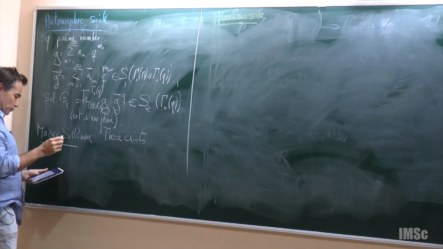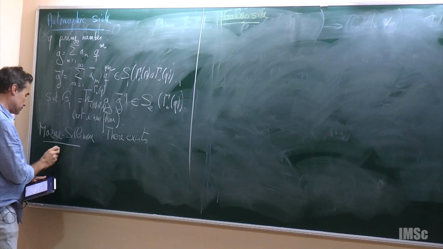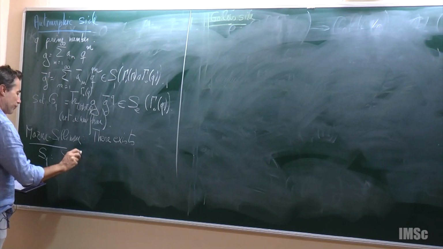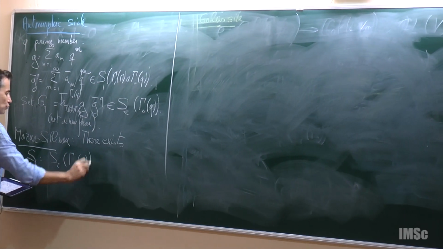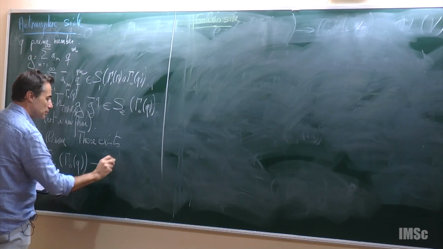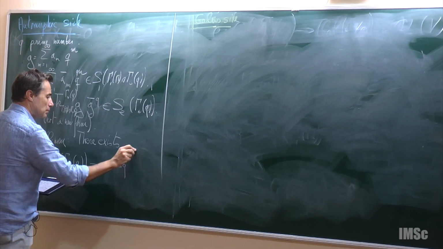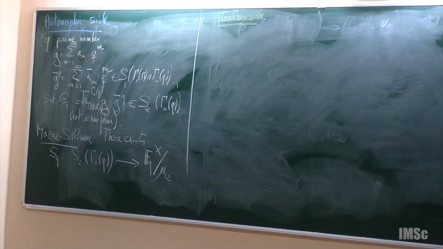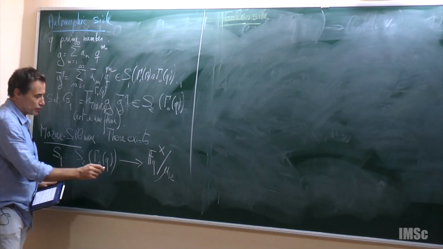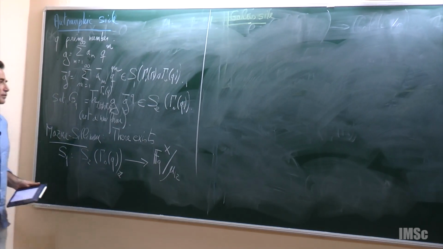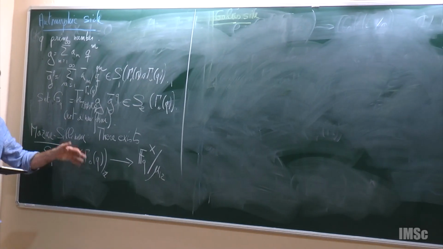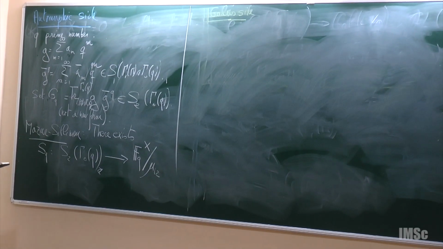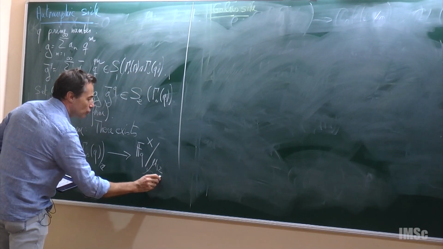a certain map, SQ, from the space of modular forms of weight 2 for gamma naught of Q towards... Okay, so those are the modular forms with integral coefficients. So I'm going to put a Z here. So it's not a complex vector space, but modular forms whose Q-expansions have coefficients in the integers. And U12 is the set of 12th roots of unity.